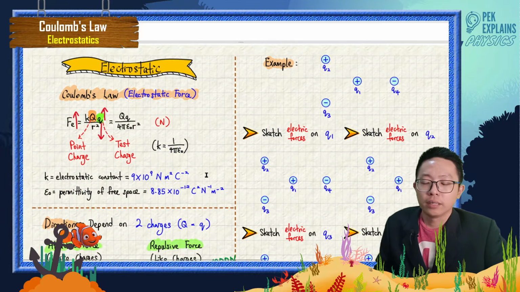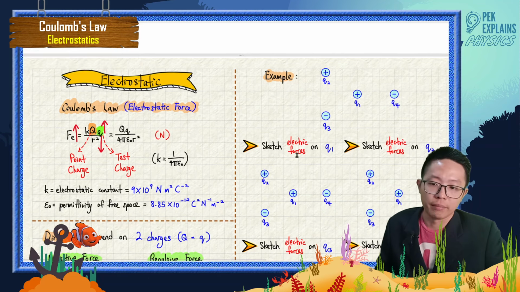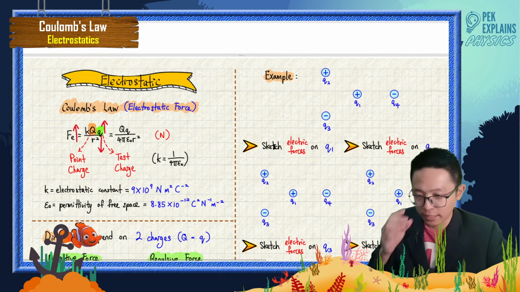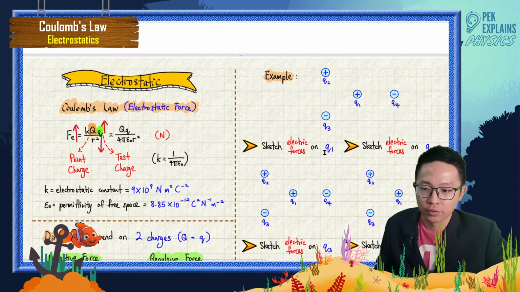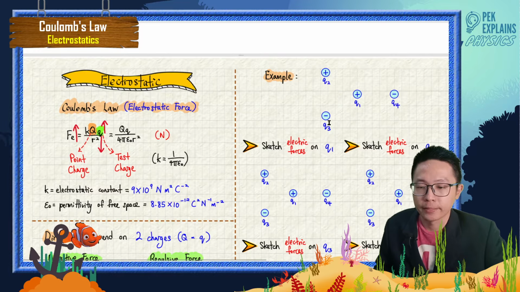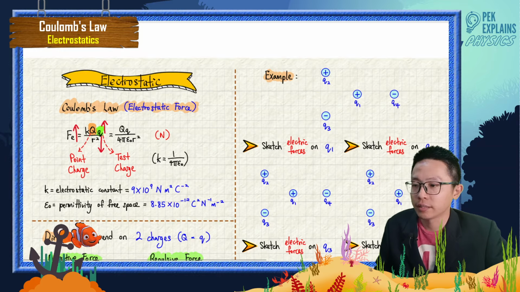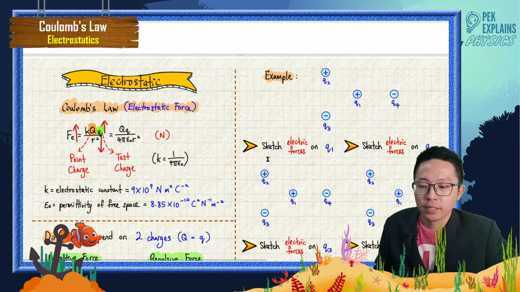Now let us sketch the vector diagram for electrostatic force on charges. We have an example of 4 charges here and see how they interact with each other. Q1, Q2, Q3, Q4. Now let us start with the first one. Sketch the electric force on Q1.